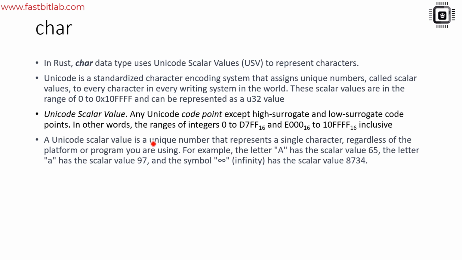A Unicode scalar value is a unique number that represents a single character regardless of the platform or program you are using. For example, the letter A has the scalar value 65. The letter small a has the scalar value 97. And the infinity symbol has the scalar value, this one, 8734 in decimal.